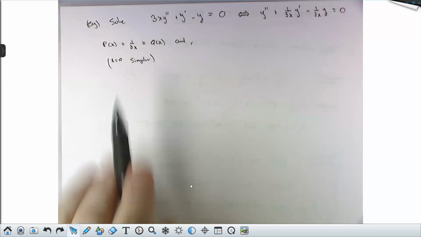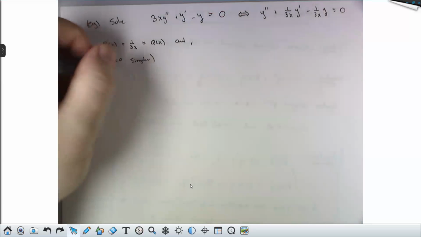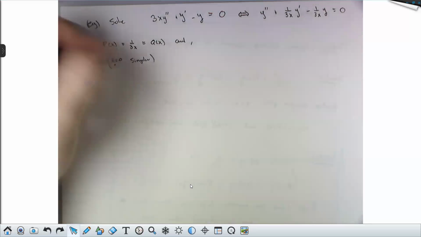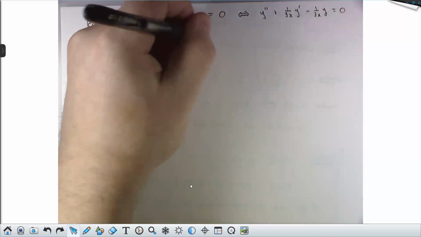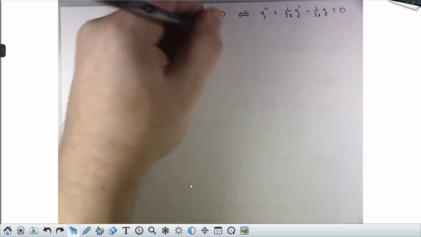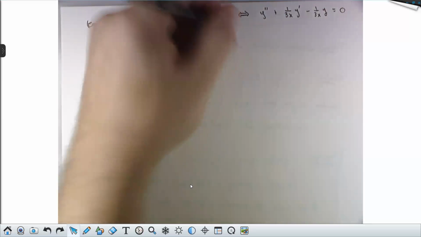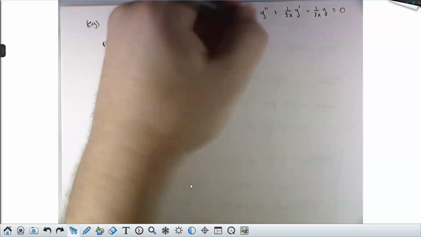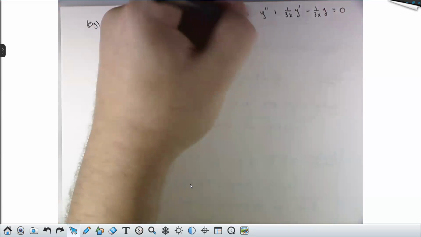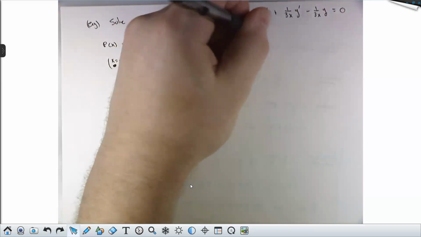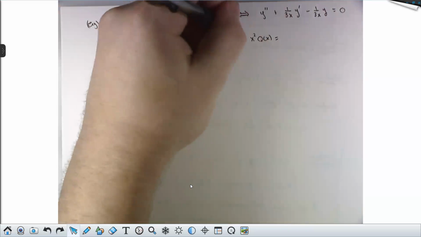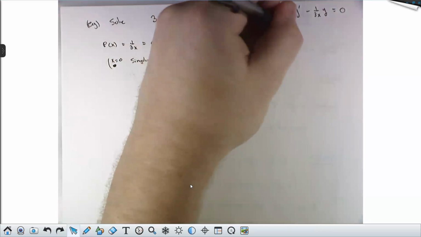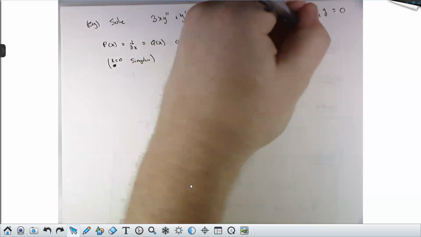And so if I multiply by x minus x naught, so I guess I'll call this x naught, right? Oh no, x equals x naught is the notation we've been using. So x equals 0, 0 is x naught. So if I multiply p of x by x minus x naught, that's x times p of x, that's just 1/3. And x squared times q of x is x over 3, which are both analytic.